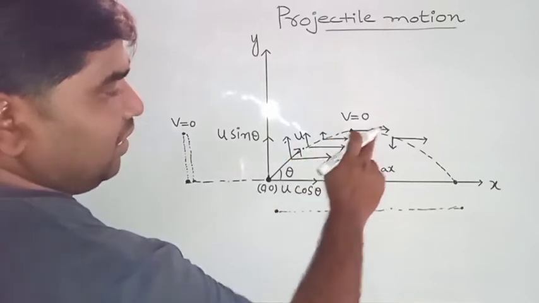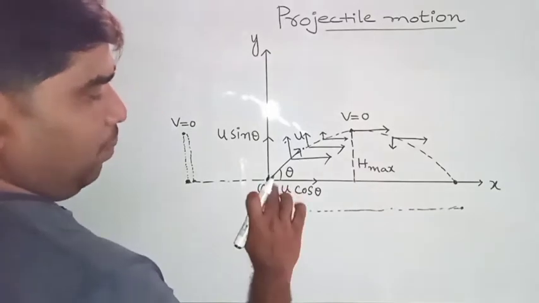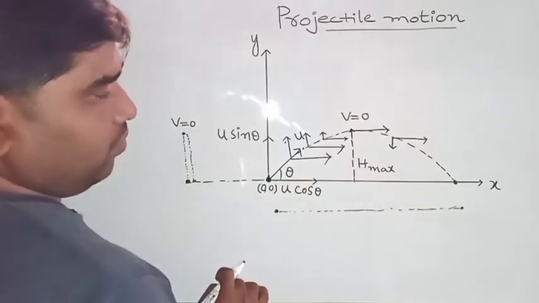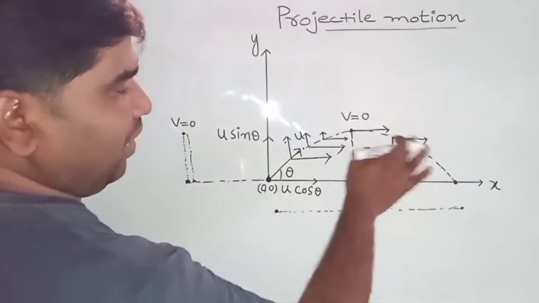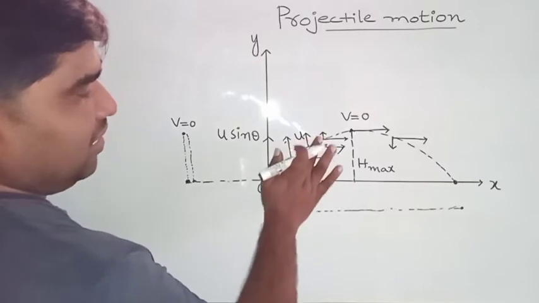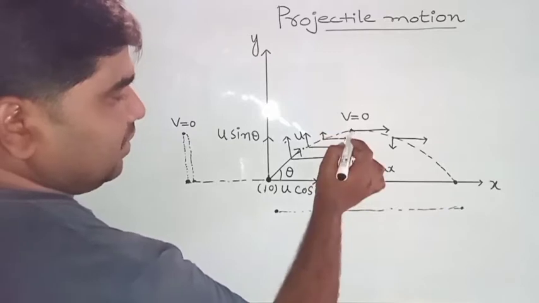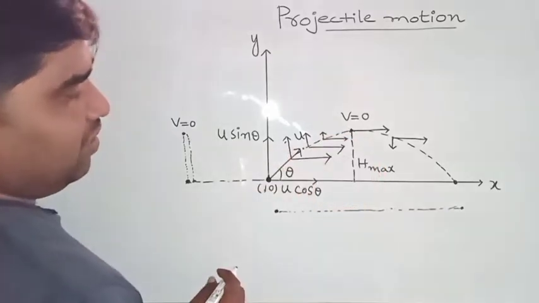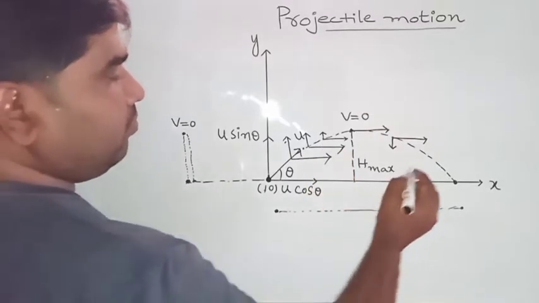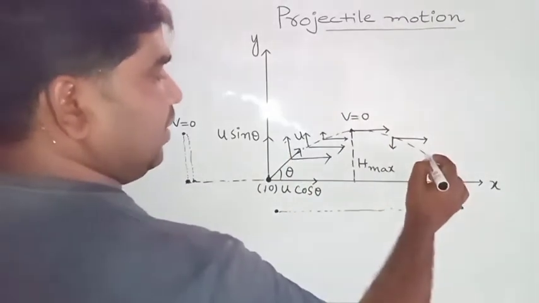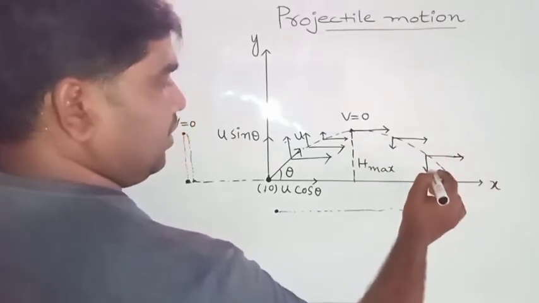This horizontal velocity doesn't change because no one is pulling the object. No one is applying force on the object. So acceleration is 0, that's why it moves with the same velocity. But the vertical velocity decreases as the object moves up, and at maximum height, vertical velocity becomes 0, because gravitational force is acting in the downward direction. When it is falling downward, horizontal velocity is the same, but vertical velocity is increasing.